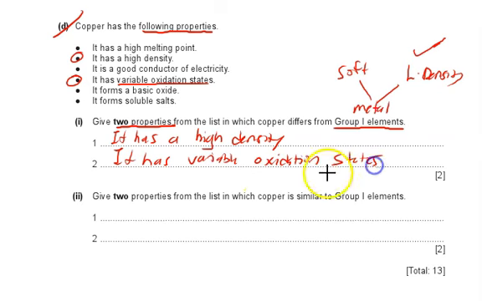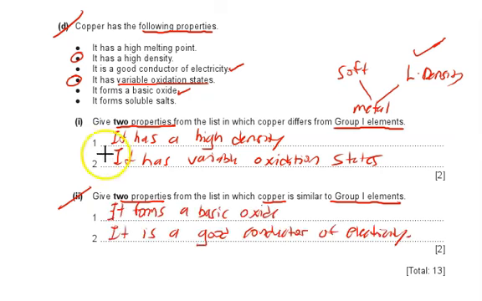Okay, now the other one: give two properties from the list in which copper is similar to group 1. So we can say it is a good conductor of electricity and it forms a base oxide. Okay, this is for the second one. Alright, so it's an easy question. So the total is about 13 marks over here.